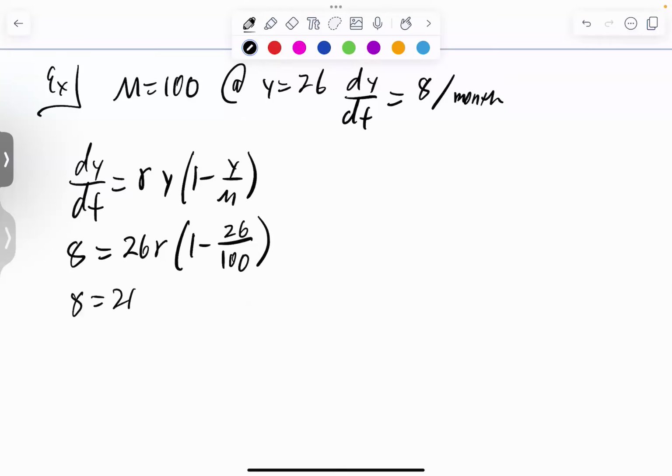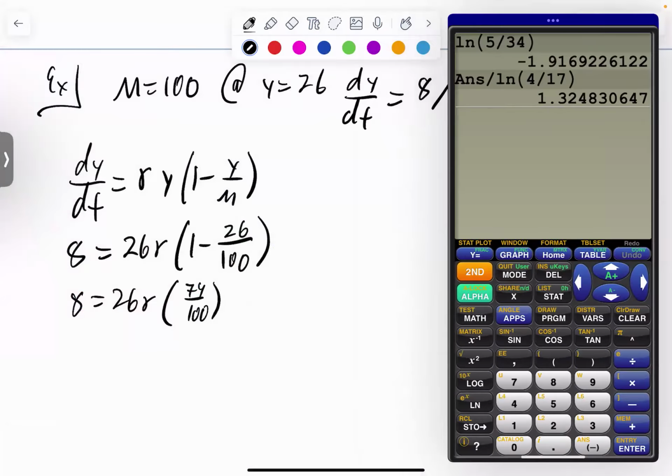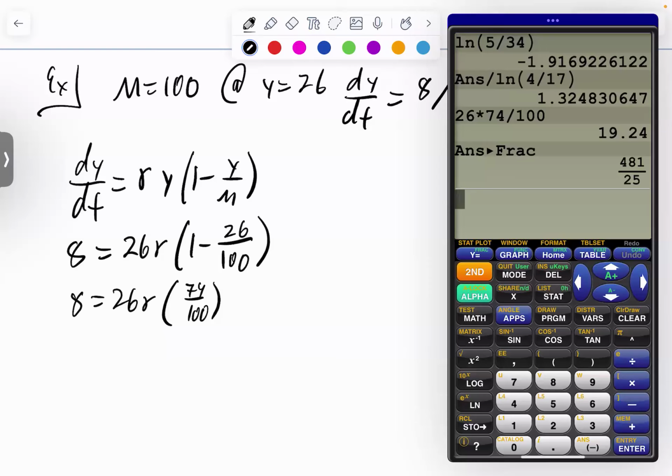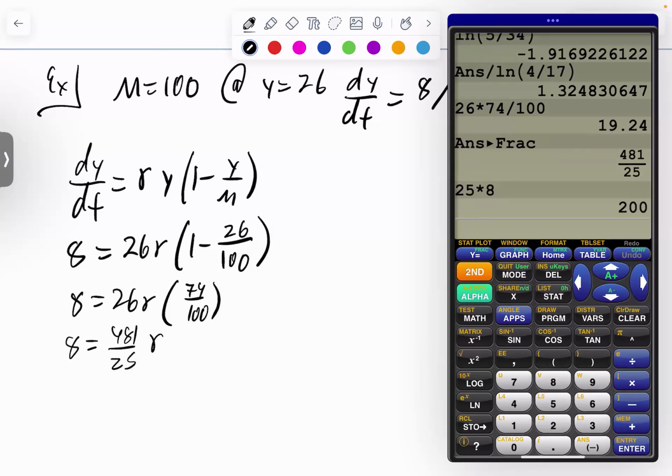So 8 equals 26r times 74 over 100. And let's see what we get. 26 times 74 divided by 100. And so this is going to be 8 equals 481 over 25 r, which means 25 times 8. So this is going to be r equals 200 over 481.